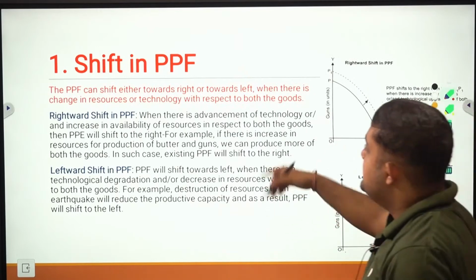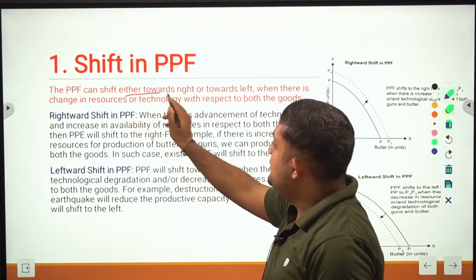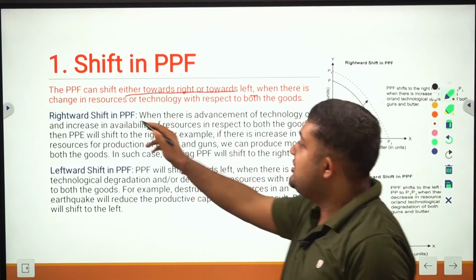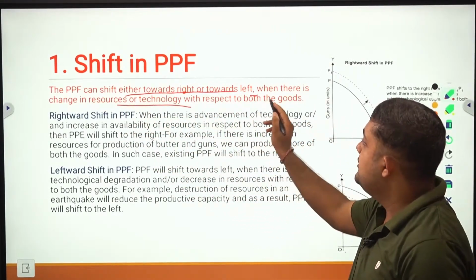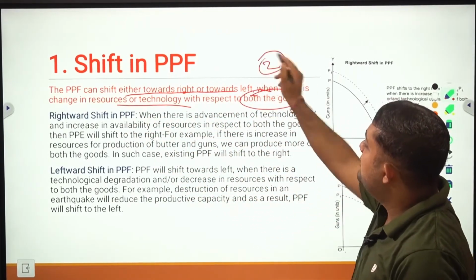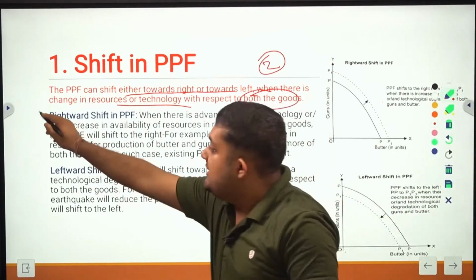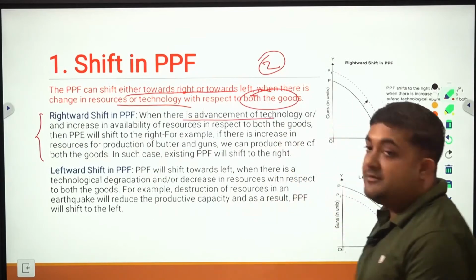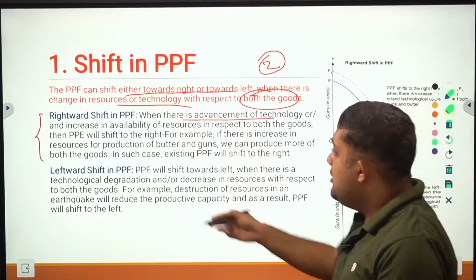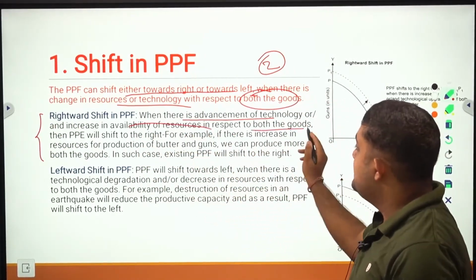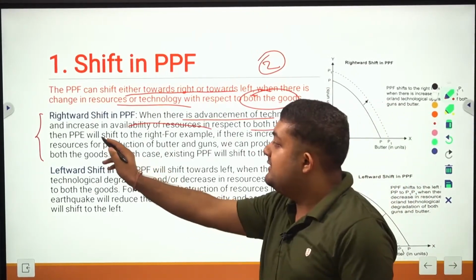So here you see shift in PPF, it is either towards right or towards left when there is change in resources or technology with respect to both the goods. That means here we are talking about both the goods, shift in PPF. So what happens in a rightward shift? When there is advancement of technology, technological upgradation or increase in availability of resources with respect to both the goods, then PPF will shift to the right.